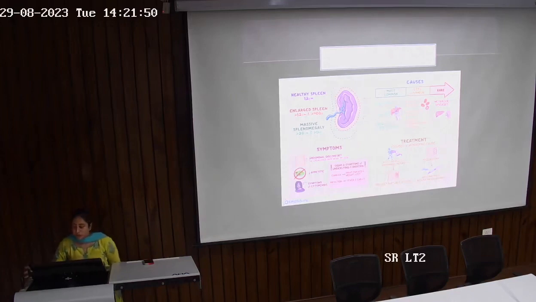Then less common ones include hemolytic anemias like sickle cell disease and chronic inflammatory diseases. And then rare ones are the metabolic causes like Gaucher's disease. Now symptoms are abdominal discomfort, decreased appetite, and symptoms of cytopenias. In case of any underlying disease like infection, there will be fever and chills. And in case of cancer, there will be weight loss and night sweats. So treatment focuses on the underlying cause, that is, avoid the source of abdominal injury and prevent ruptured spleen, or splenectomy, and then vaccination to reduce inflammation or the infection risk.